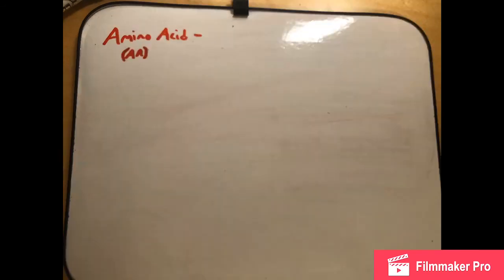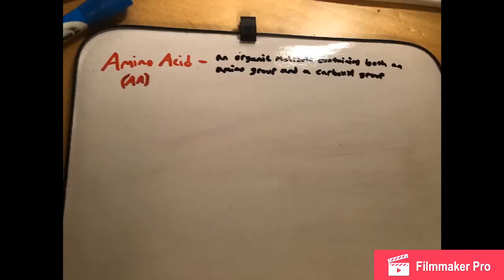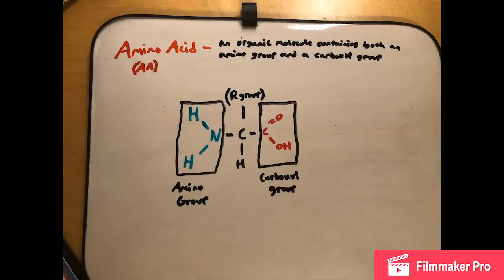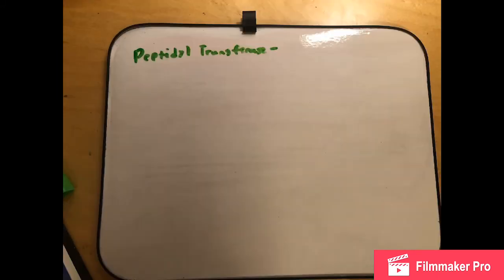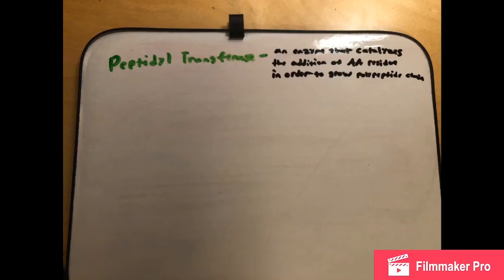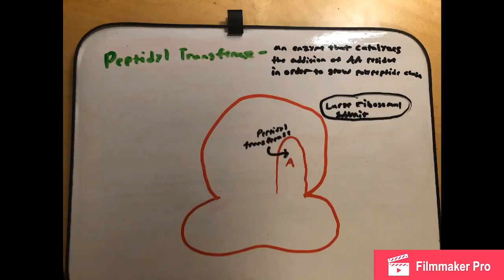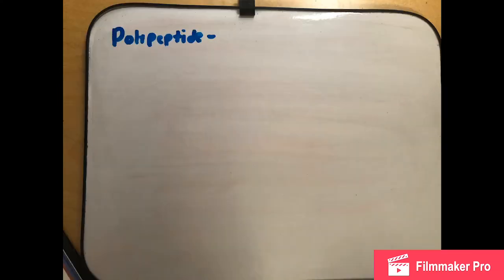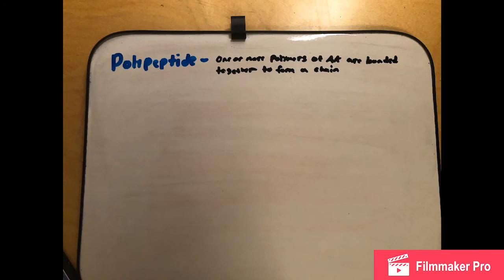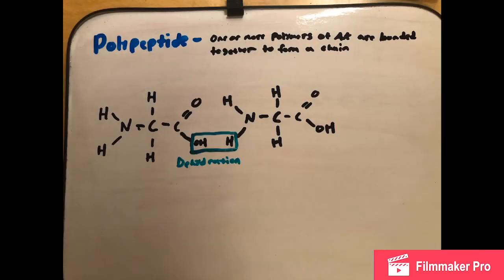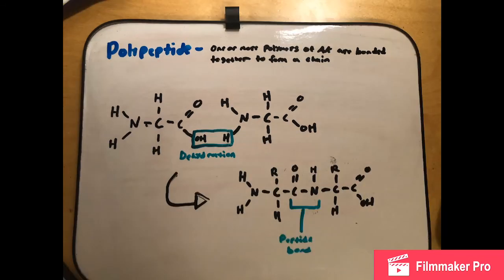An amino acid, or AA, is an organic molecule containing both an amino group and a carboxyl group. Peptidyltransferase is an enzyme that catalyzes the addition of amino acid residues in order to grow the polypeptide chain. A polypeptide is one or more polymers of amino acids bonded together to form a chain. This shows two amino acids bonding together to form a polypeptide.